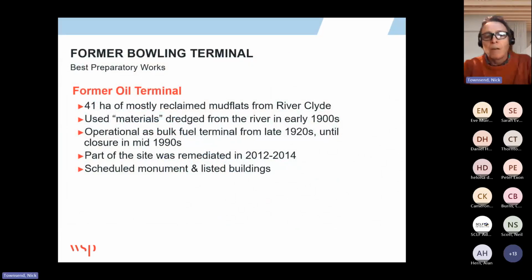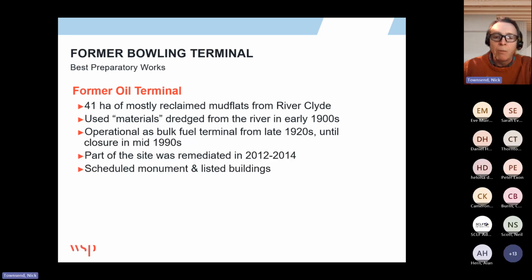So the site itself was first developed in the early 1900s, initially operated by a British Mexican. It became part of ESSO in, I think, 1939. The site progressively expanded via reclamation of the mudflats using dredged materials from the Clyde and reached a peak size of about 41 hectares. It was utilised for the bulk storage and distribution of oils via both road and rail. It closed in the 1990s and was then progressively demolished, decommissioned. The Eastfield area of the site was remediated in 2012-2014 via ex situ bioremediation. Obviously, this presentation refers to the remaining 35 hectares.